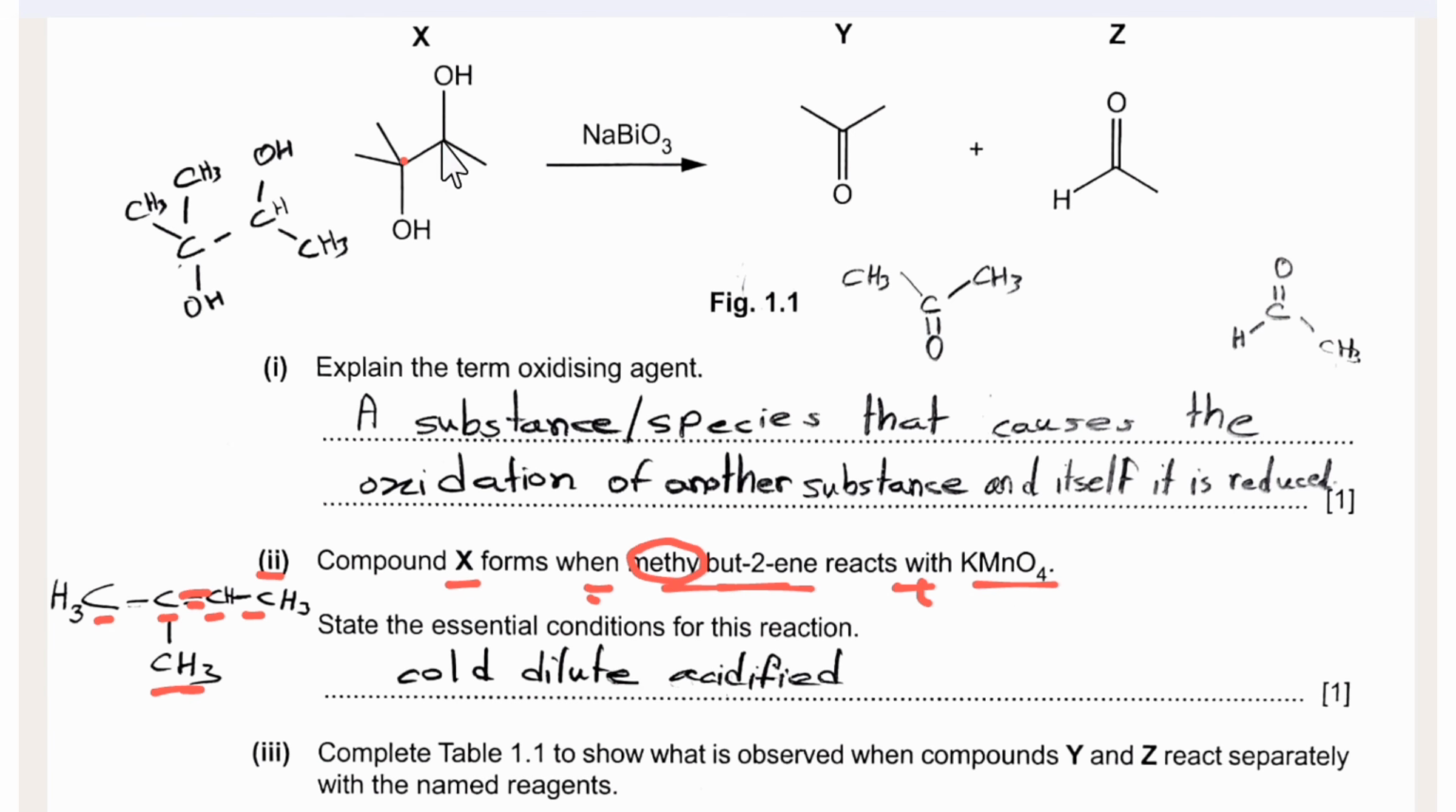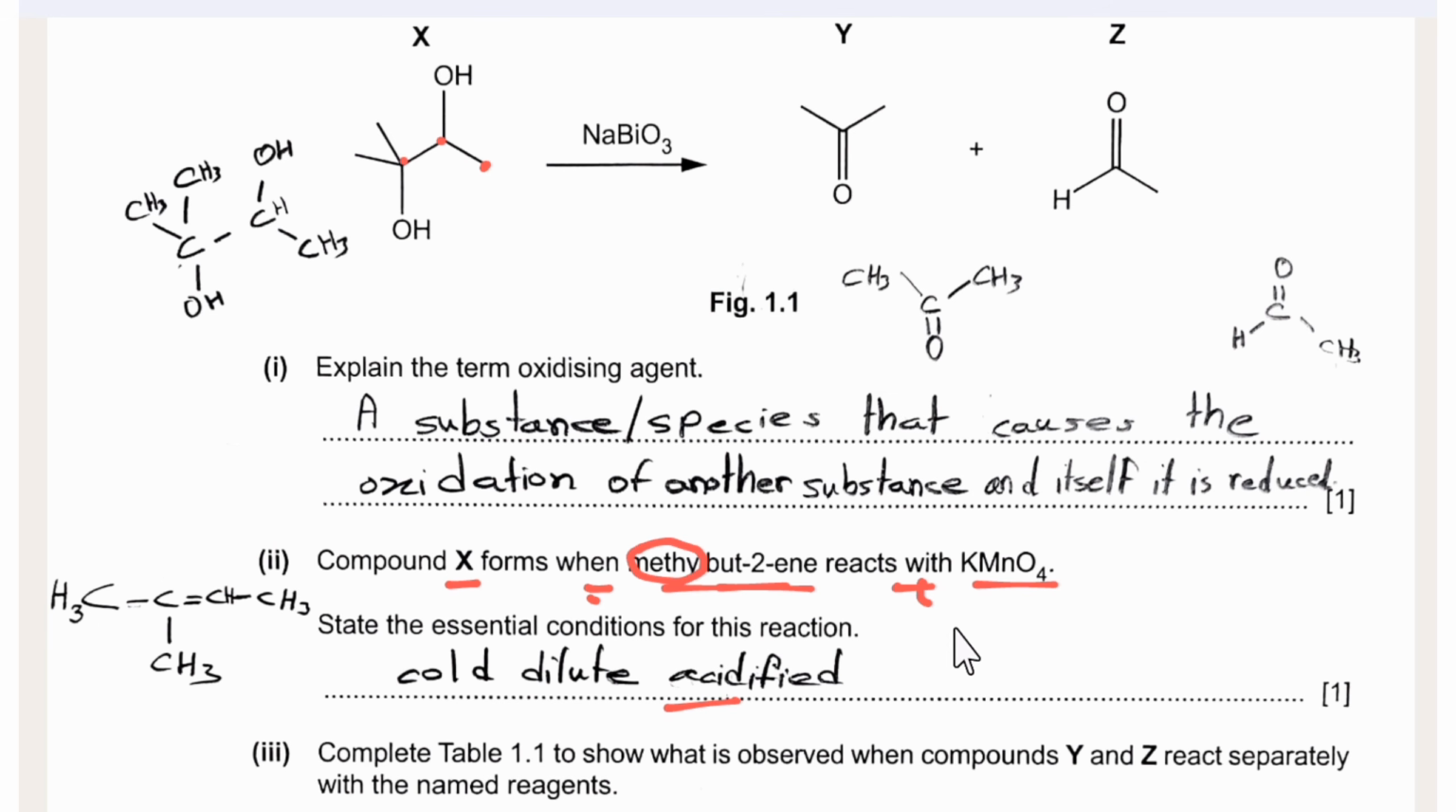So this is the structure of X: a carbon attached to two methyl groups and one OH group. Then this carbon is attached to one hydrogen, one OH group and one methyl group. If we compare, we can see that the rest of the structure remains the same, just the double bond breaks and two OH groups are attached. Since two OH groups are attached, it is cold, dilute, acidified KMnO4.